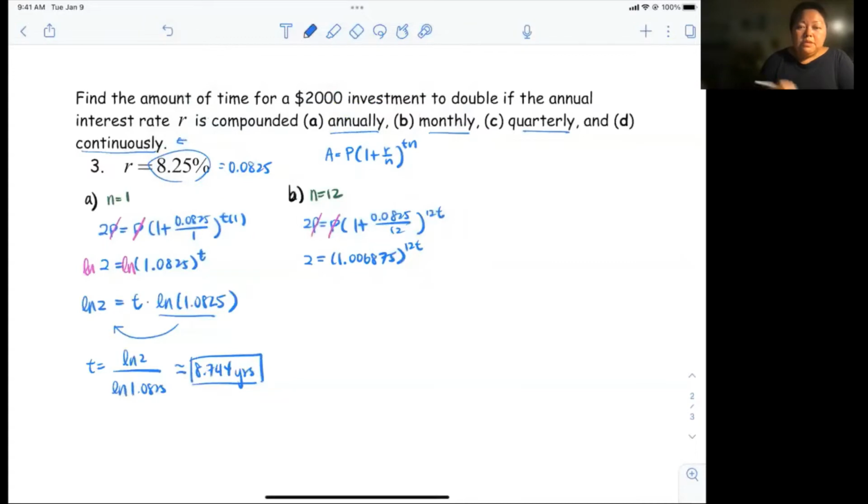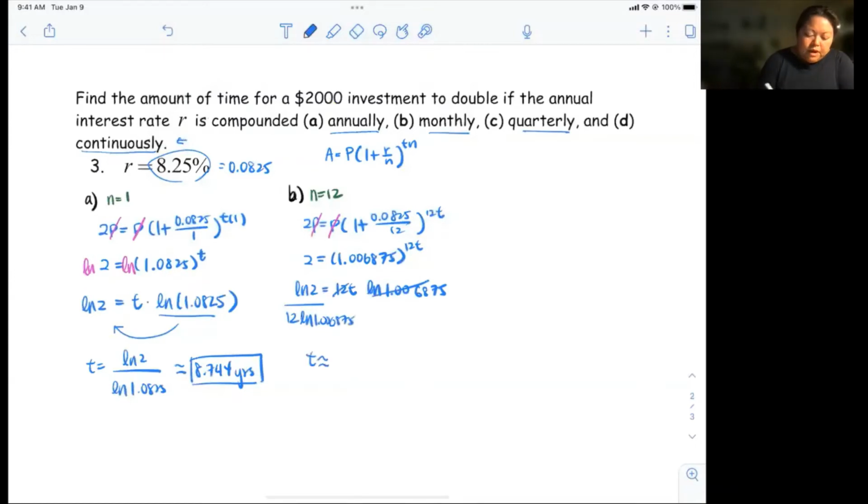If we do natural log of both sides, I'm able to bring down the 12t. So natural log of 2 equals 12t times natural log of 1.006875. So if you divide natural log of 2 by 12 and natural log of 1.006875, that would get you the t.